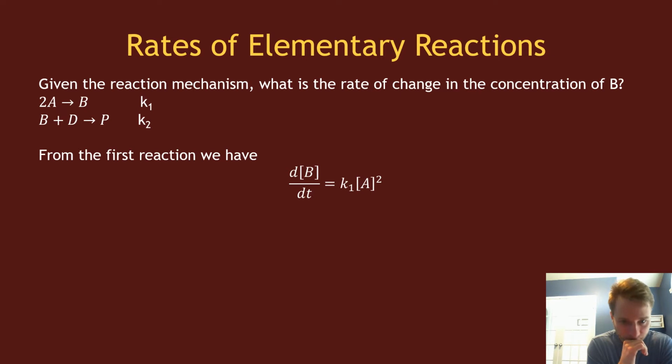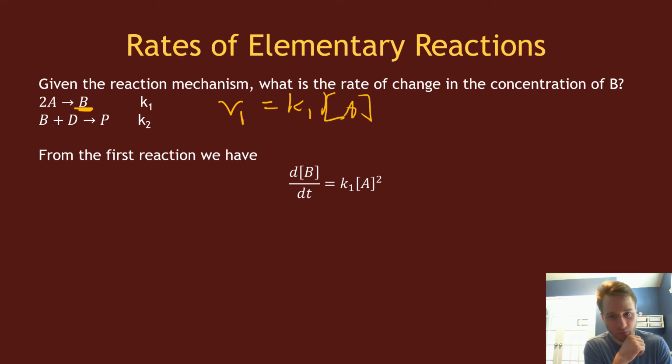And from there, we can say, okay, well, B here, in the first reaction, B is being produced. So the change in concentration of B is going to be related with k1 A squared. And that's because in the first reaction, the rate law is V1 equals k1 A squared. Because again, the rate law for that first reaction is just the concentration of the reactants multiplied together times the rate constant.